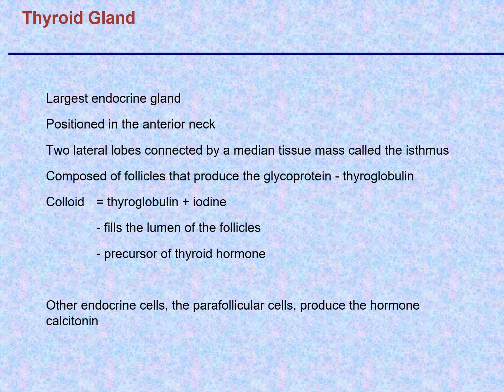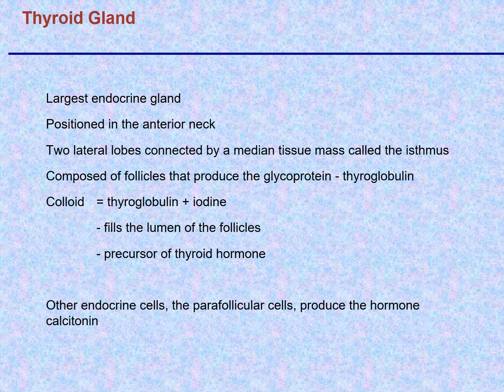Okay, so if we move on now to the thyroid gland, this is the largest endocrine gland in the body. It's located on the anterior aspect of the neck. There are two lateral lobes connected by tissue called the isthmus right in between. That's not so important, but there are two fairly large lobes in the neck.